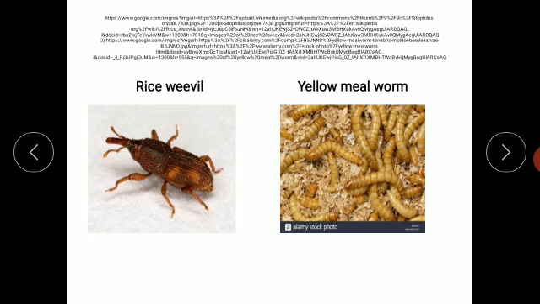The next one, the yellow mealworm. Actually, these are the larval stages. Okay, second stage. This is the adult. Rice weevil is the adult, while the developing stage is a larva. So these larvae cause damage directly to the stored grain.